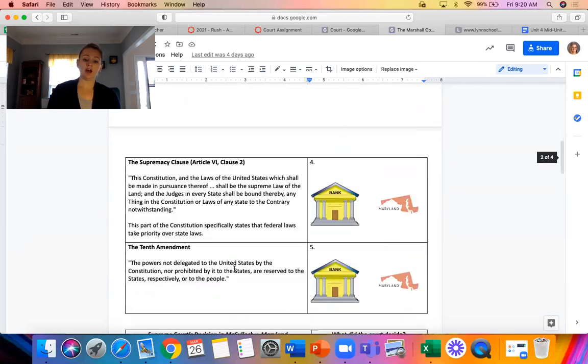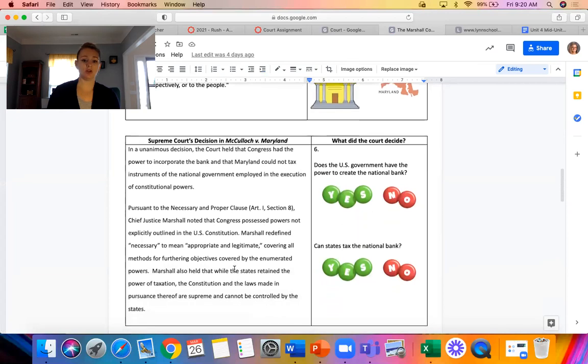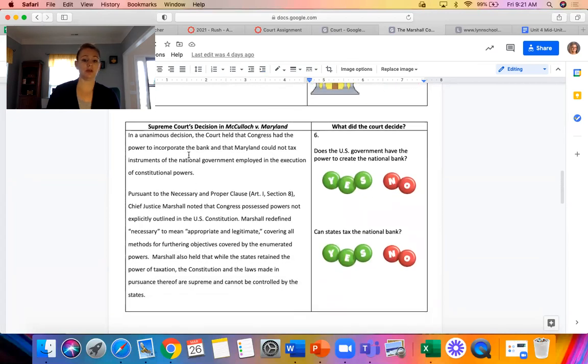So then I'm going to scroll down and you're going to look at the decision in McCulloch versus Maryland. So you're going to read about the decision that they made. And then for each of these questions, you're going to tell me, is it a yes or no answer? And again, you're just going to delete the one that is incorrect. So if the answer to this was yes, you'll click on no and you'll delete it.